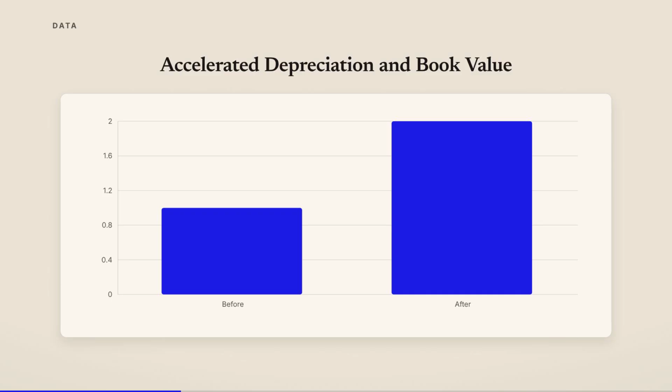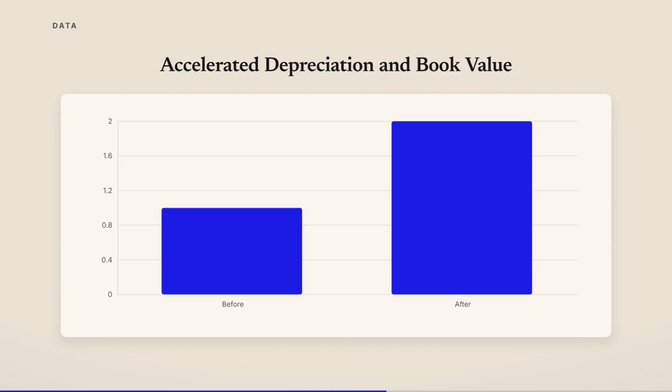Every time we record depreciation, we add it to a contra asset account called accumulated depreciation. This account keeps a running total of all depreciation taken to date. By subtracting accumulated depreciation from the asset's original cost, we arrive at the book value.